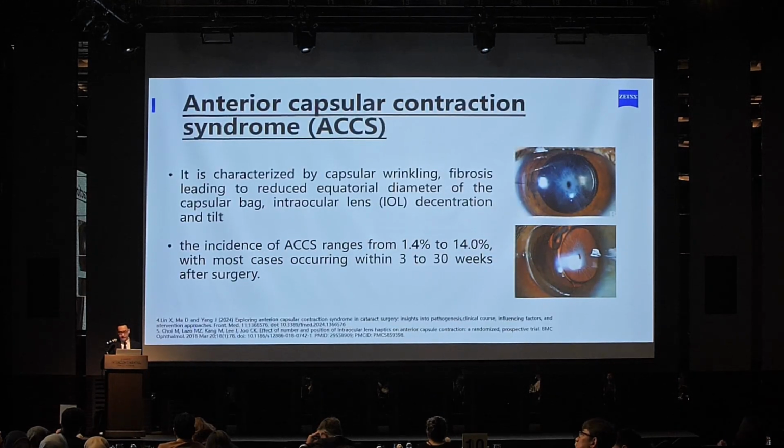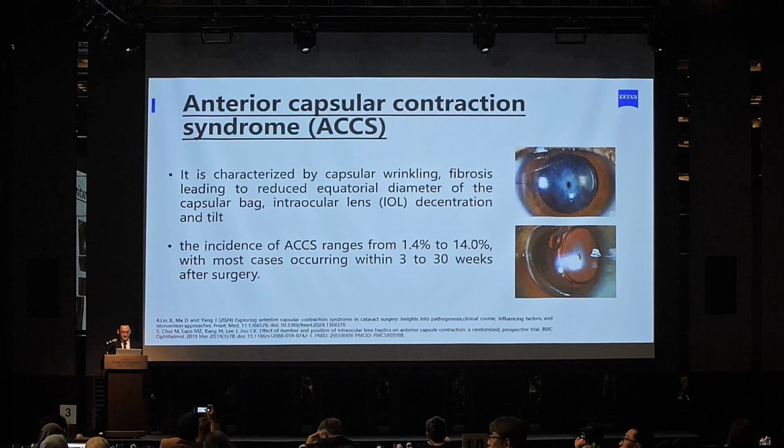So the next thing I want to prevent is anterior capsular contraction syndrome, or ACCS. It is characterized by capsular ring formation and fibrosis leading to decentration and tilting of the IOL. We know that the incidence of ACCS ranges from 1.4 to 14%, with most cases occurring within 3 to 30 weeks after the surgery.